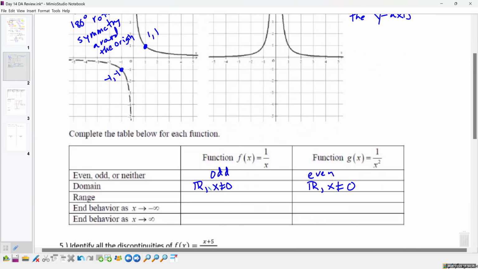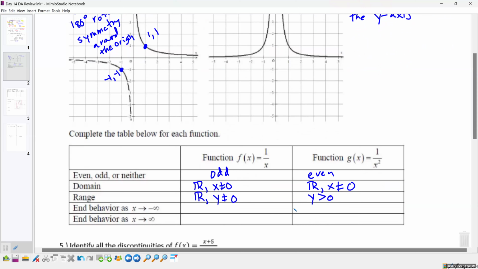For the range, the function 1 over x produces positive and negative numbers, but it does not produce 0. So the range will be all real numbers, but y cannot equal 0. However, the even function will only produce positive numbers, no negative numbers, and not 0. So we say its range is y is greater than 0.